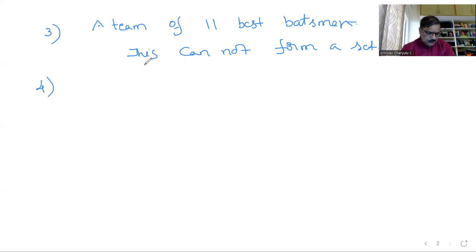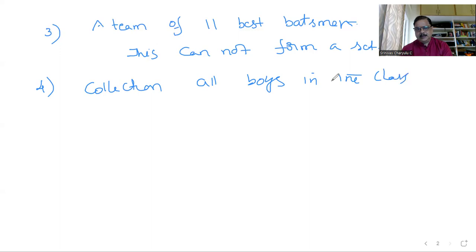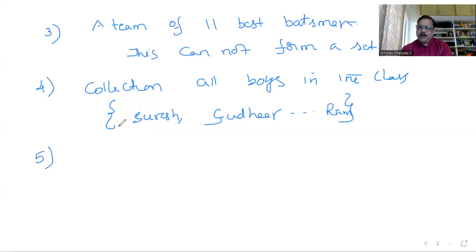Next, the collection of all, let us say, boys in the class. Collection of all boys in the class. Yes, this will form a set. You can write here names, let us say Suresh, Sudhir, or some names you can write here. It will form a finite set here. So all your boys only will be there in this. If boys are not there, then it will become a null set. That is the thing, right?